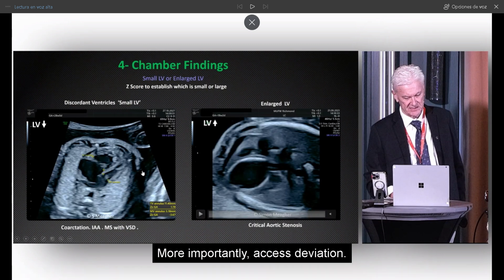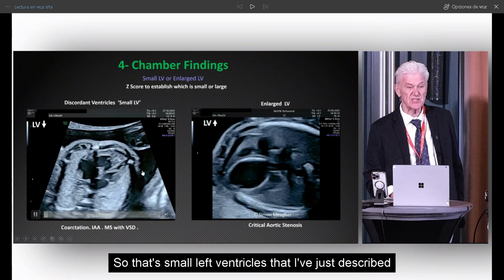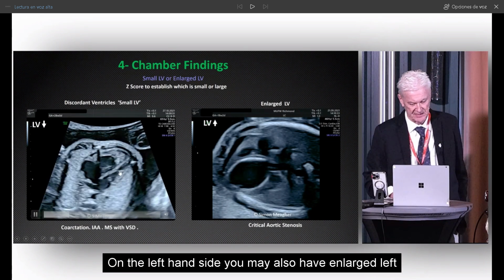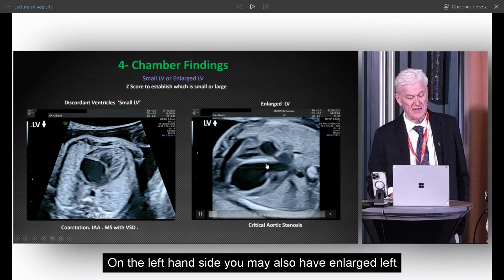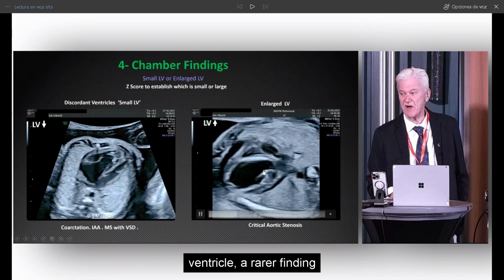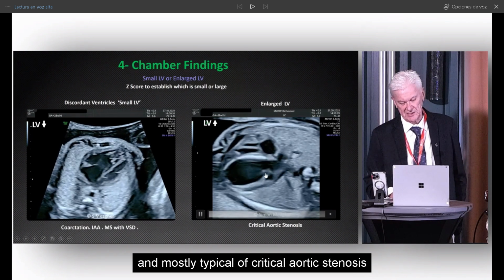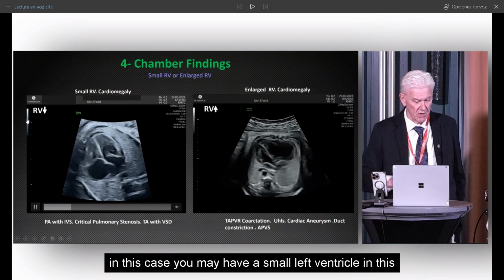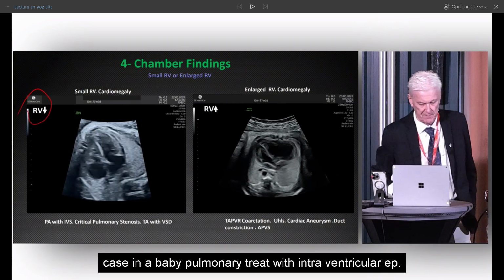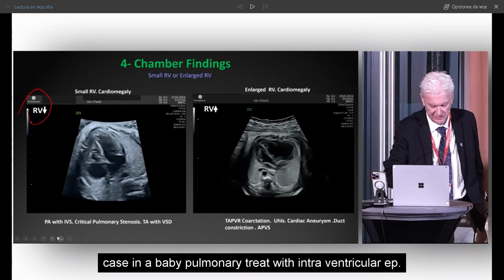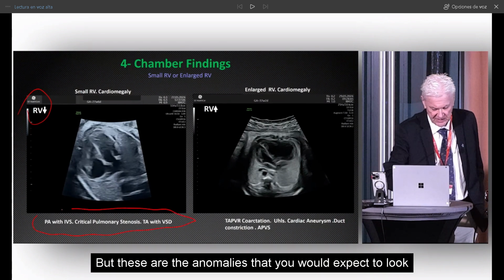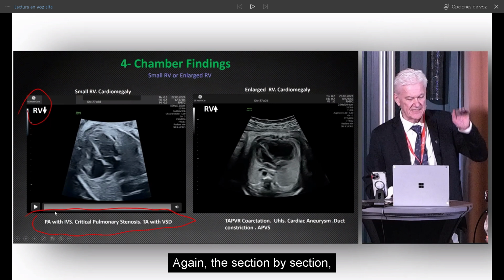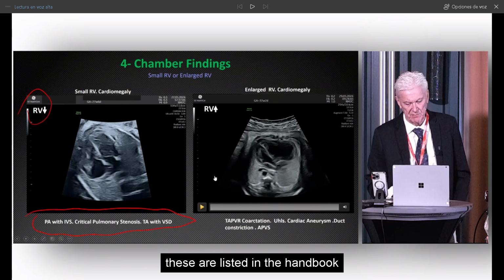More importantly, axis deviation. So that's small left ventricles that I've just described, as demonstrated in this case on the left-hand side. You may also have an enlarged left ventricle, a rarer finding and mostly typical of critical aortic stenosis. In this case, you may have a small left ventricle, in a baby with pulmonary atresia with intact ventricular septum, but these are the anomalies that you'll expect to look for with a small right ventricle. Again, section by section, these are listed in the handbook.